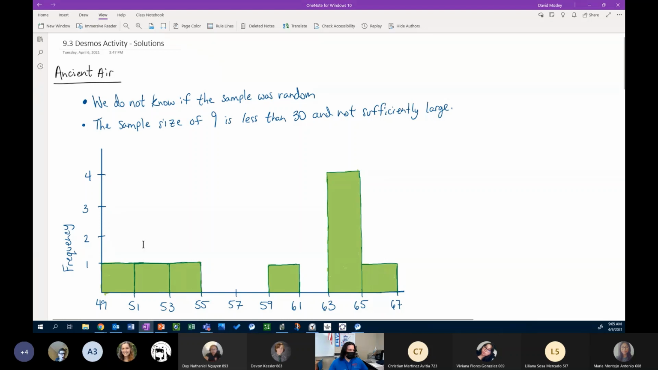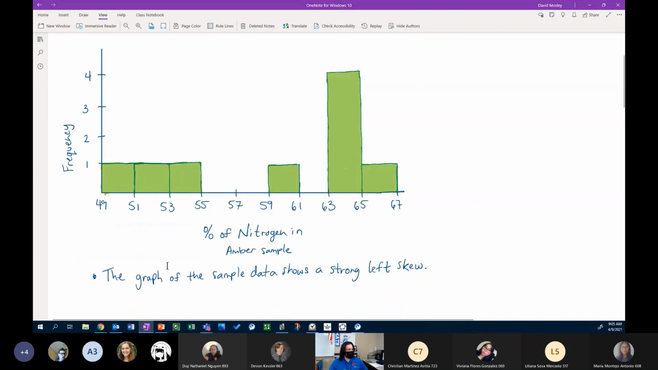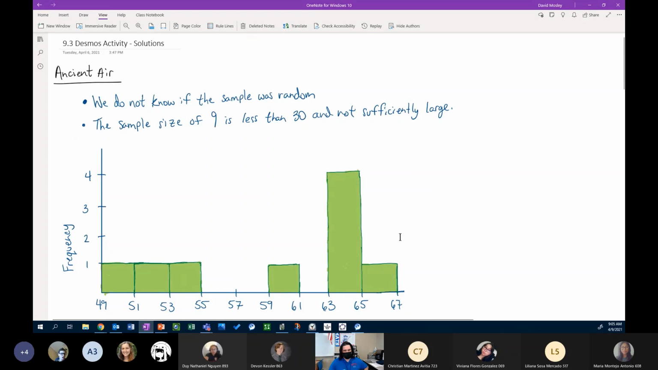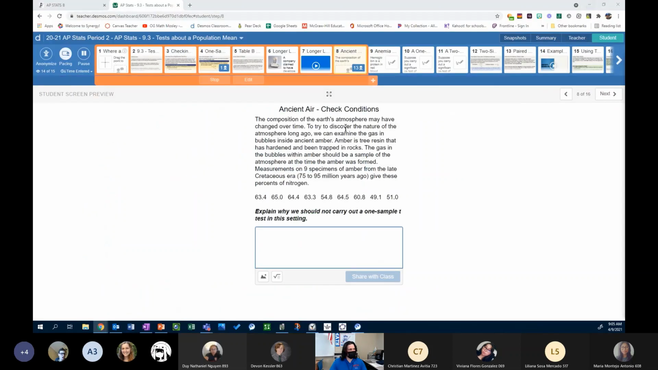Here's a graph of the data. All right, a histogram here. Obviously, it is skewed to the left, so that's a problem. And yeah, so we have several reasons why this does not work out. Right. But very good work. Excellent.